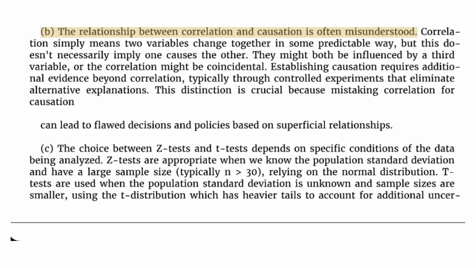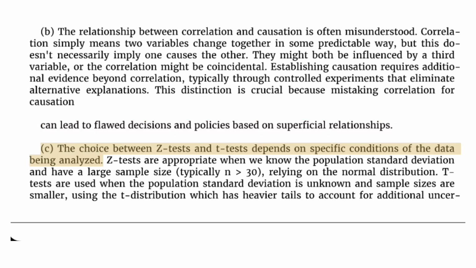B. The relationship between correlation and causation is often misunderstood. Correlation simply means two variables change together in some predictable way, but this doesn't necessarily imply one causes the other. They might both be influenced by a third variable, or the correlation might be coincidental. Establishing causation requires additional evidence beyond correlation, typically through controlled experiments that eliminate alternative explanations. This distinction is crucial because mistaking correlation for causation can lead to flawed decisions and policies based on superficial relationships.